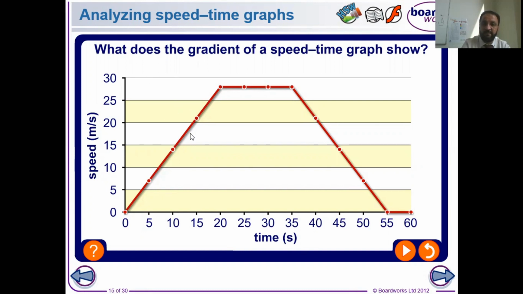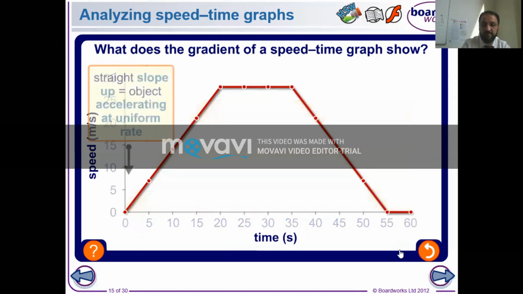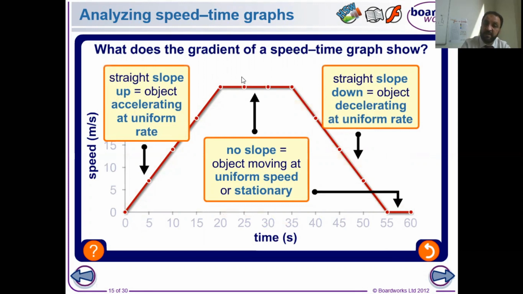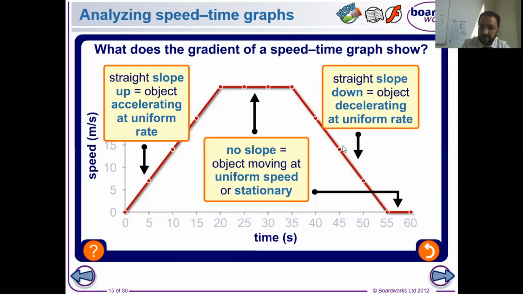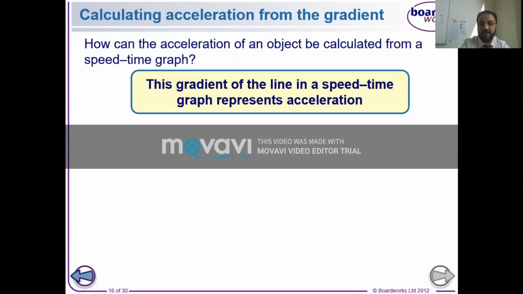Okay, so for example, this graph now, its gradient, see now, this is the gradient, this is the gradient. So this will give you increasing acceleration, and this gradient shows what is coming down, decreasing acceleration. So now you can see now, this is straight slope up, it's acceleration at uniform rate. This is no slope, so it means uniform speed, because there is a speed. If there is a distance here, it will be stationary. And slope down, it is coming down, so this is called deceleration. So gradient of the line in the speed time graph represents acceleration. Okay, so when you find out the gradient of speed time graph, this will give you the acceleration.